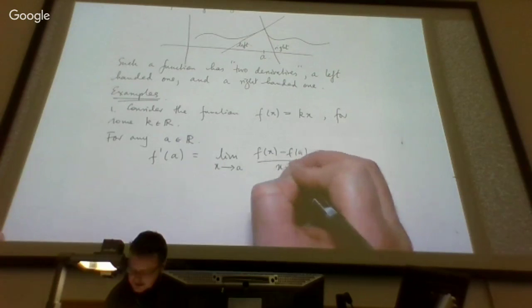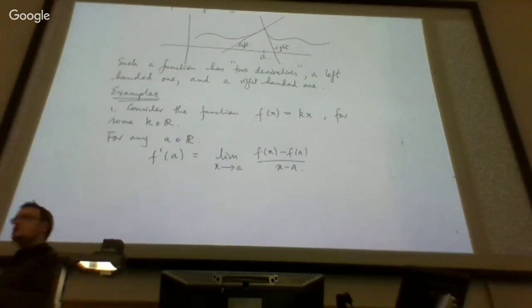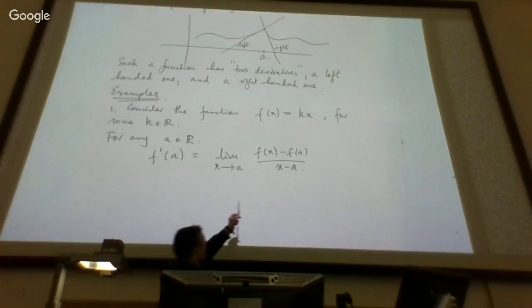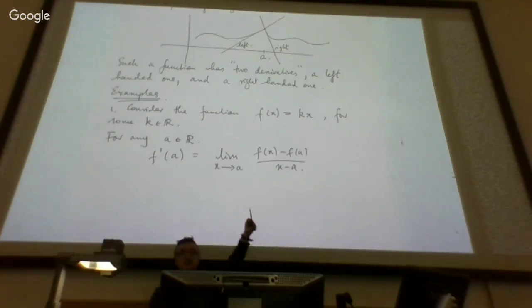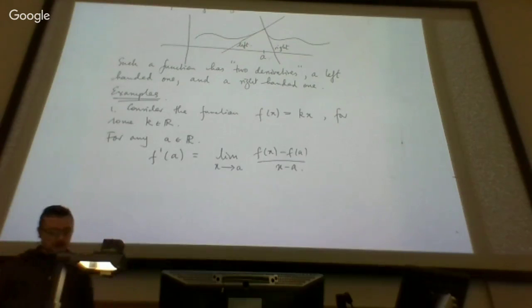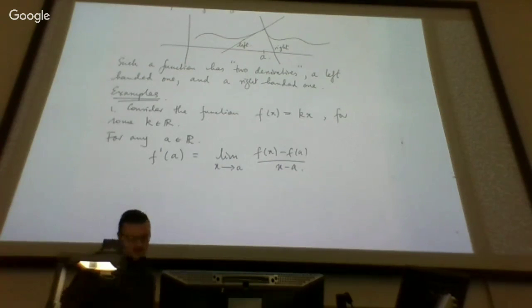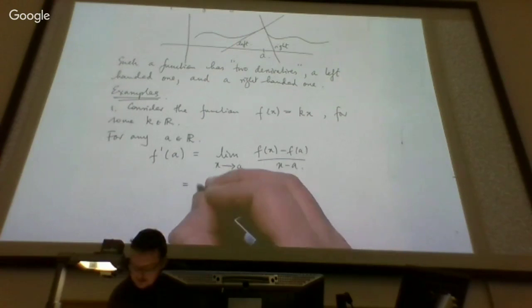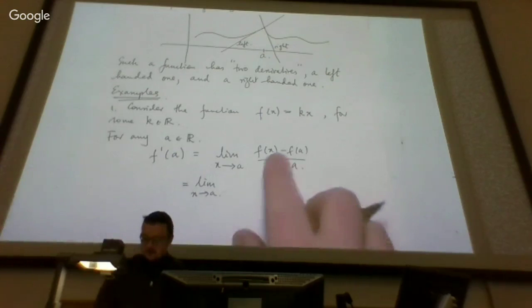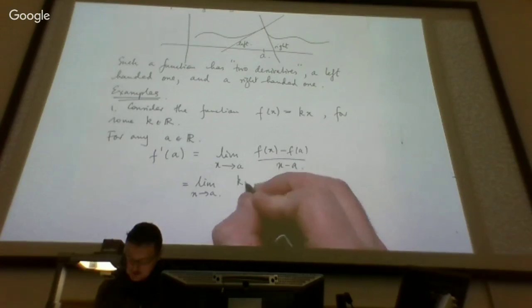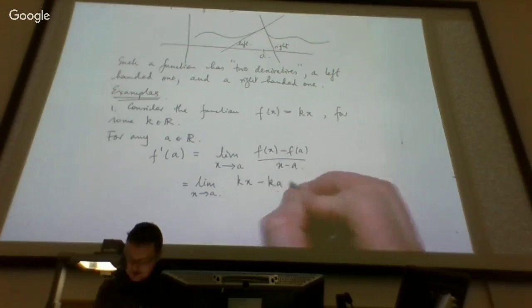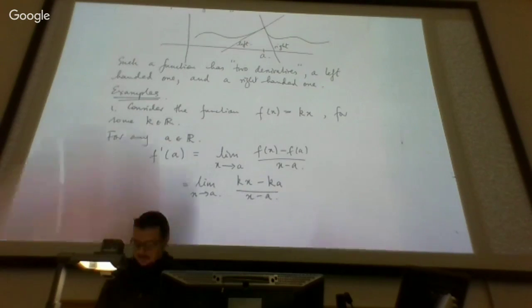So we can just put down the definition. This expression here, remember, is the relative change in value of the function. The change in value, which is the top, f of x minus f of a, but relative to the change in the argument, which is x minus a on the bottom. And we're taking the limit of that as x approaches a. So the next step would be actually putting in the definition of the function. This is kx minus k times a, all over x minus a.